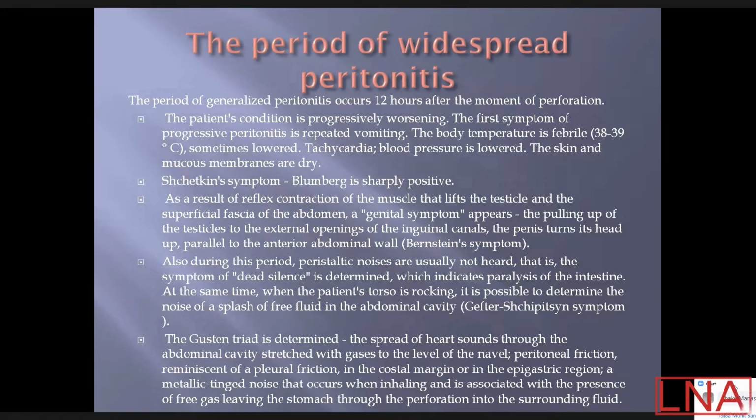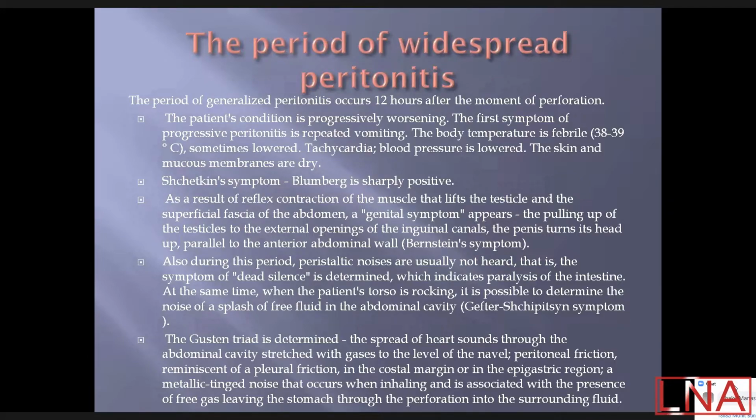The patient's condition is progressively worsening. The first symptom of progressive peritonitis is repeated vomiting. The body temperature is feverish, sometimes lower. Tachycardia, as you see with patients, weak pulse, blood pressure is lower, the patient is restless, the skin and mucous membranes are dry. There is development of systemic inflammatory response syndrome.